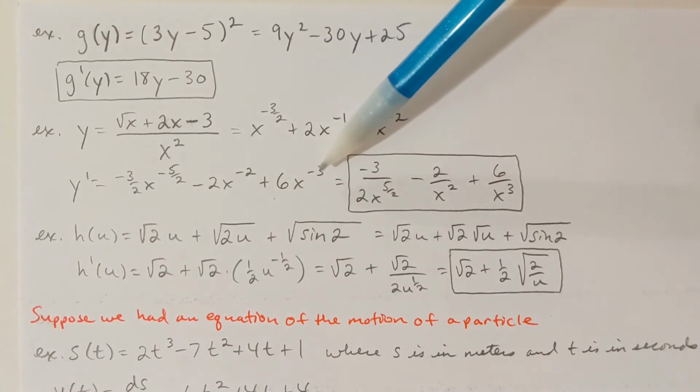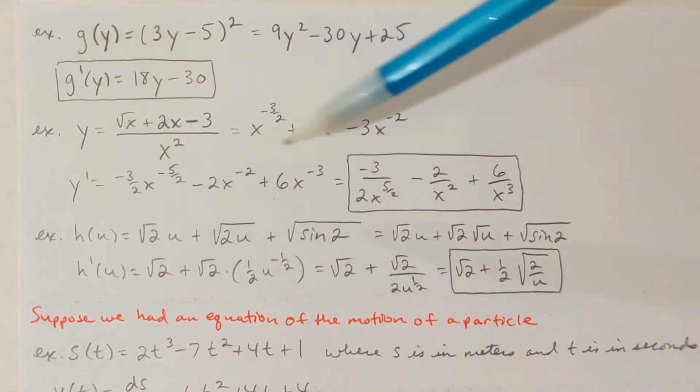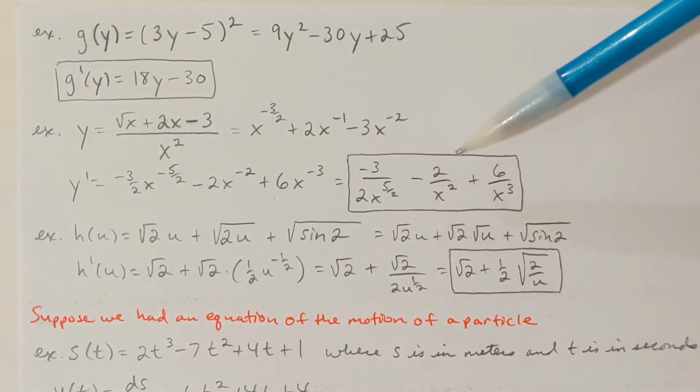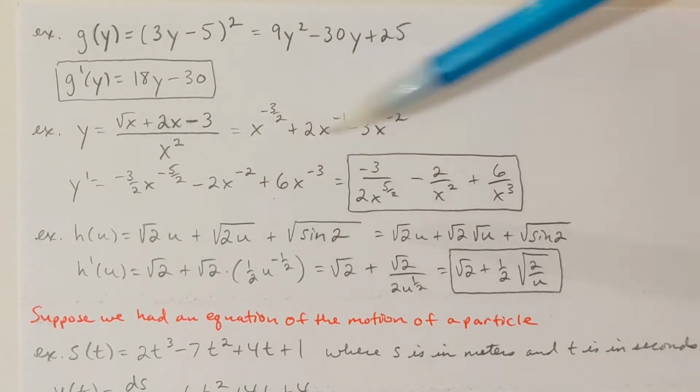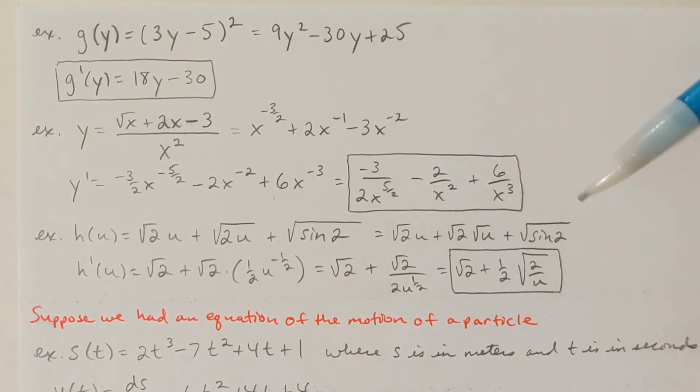And then let's rewrite this so that we don't have the negative exponents. We're going to have negative 3 divided by 2x to the 5 halves, and then minus 2 over x squared plus 6 over x cubed. And we circled, that'd be the answer.